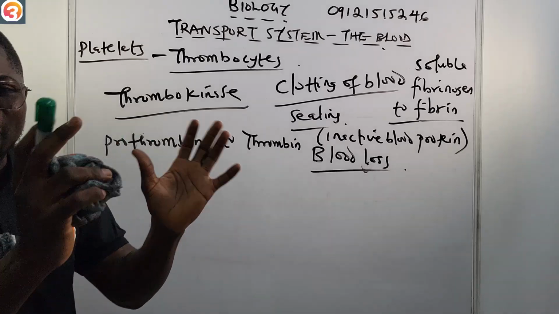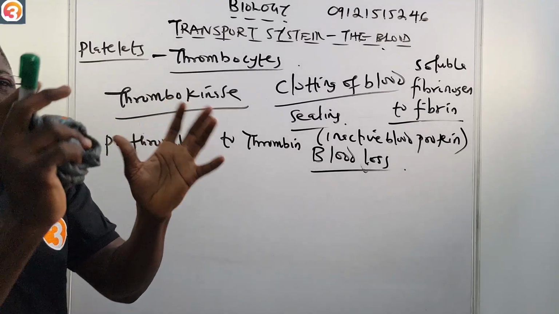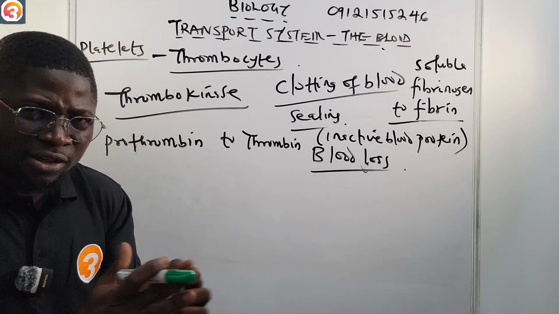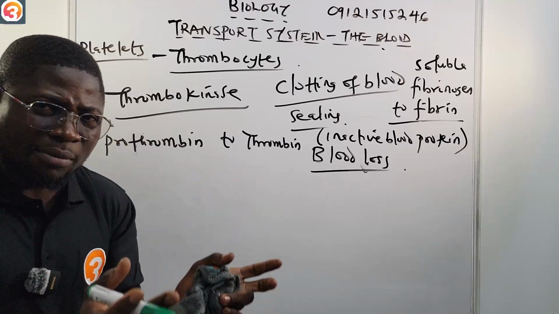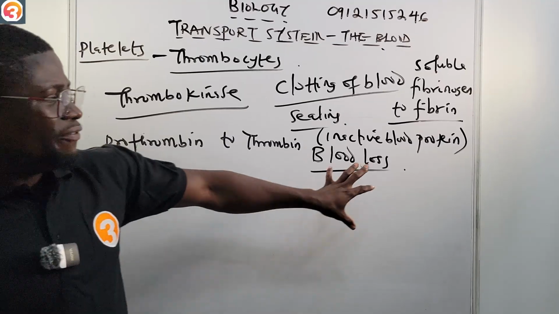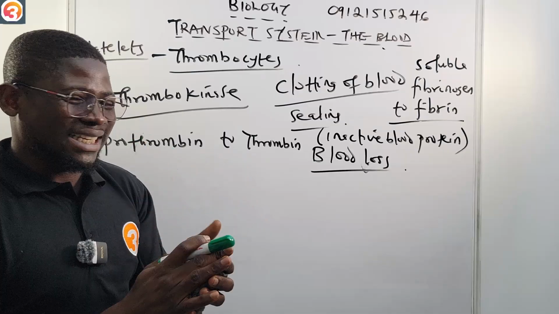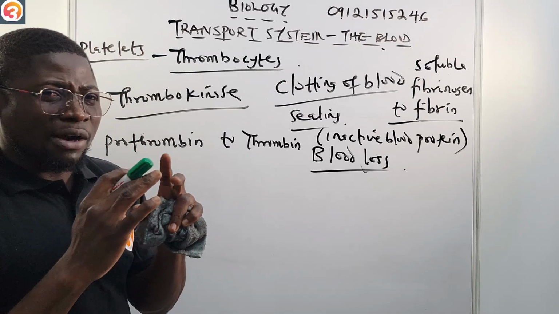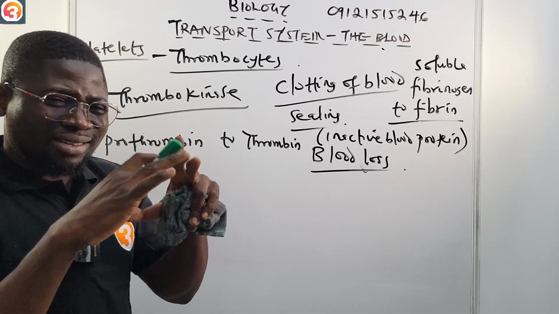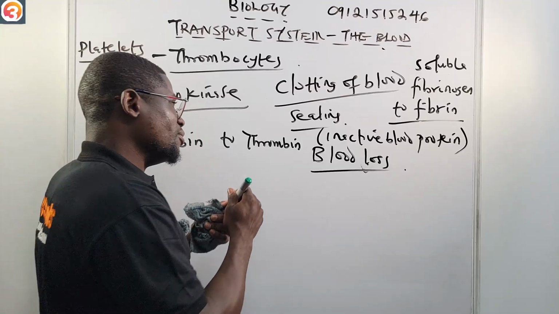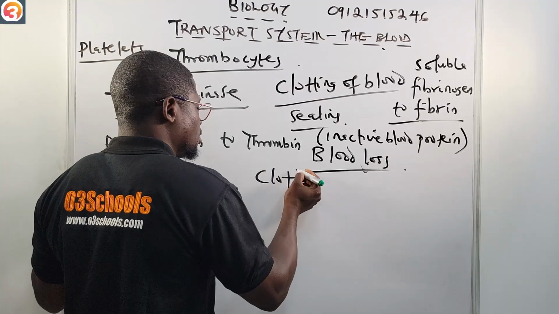The fibrin helps to form a mesh to trap the red blood cells, so that a clot can be formed. So this forms a mesh that traps the red blood cells, thereby forming a clot.